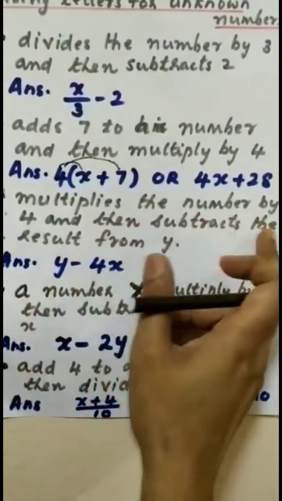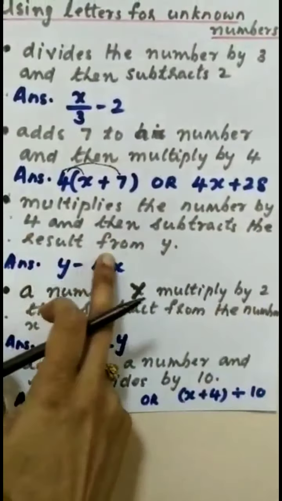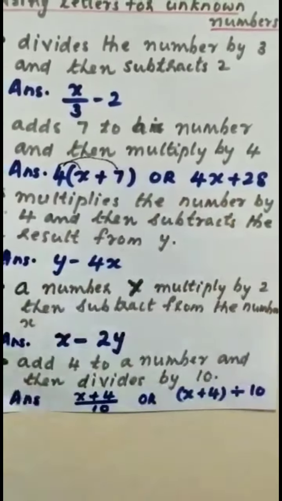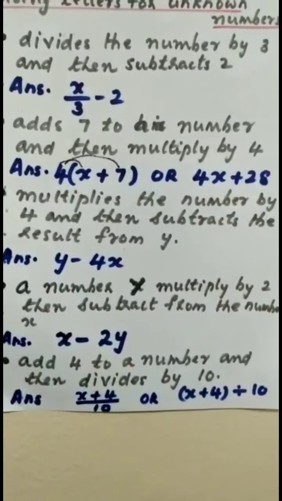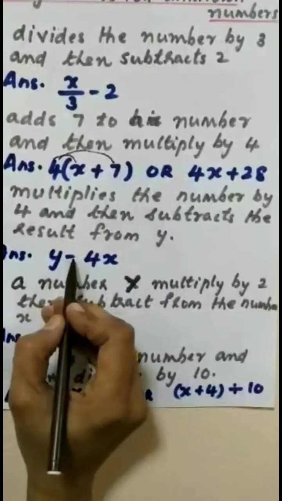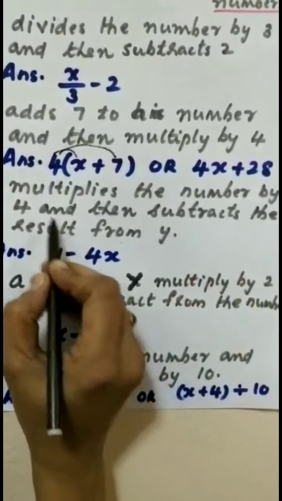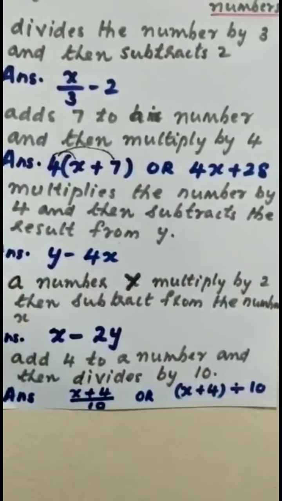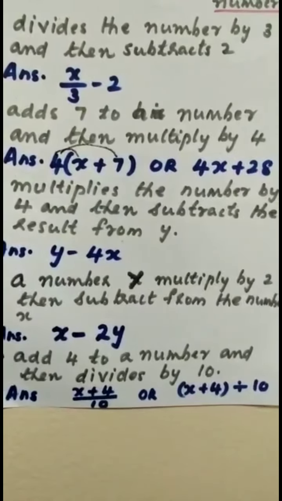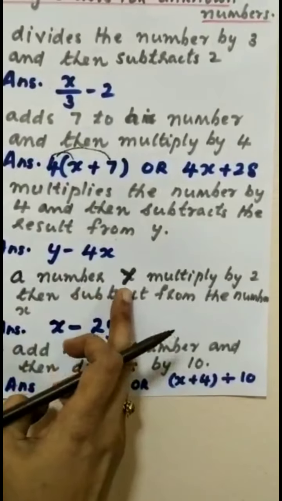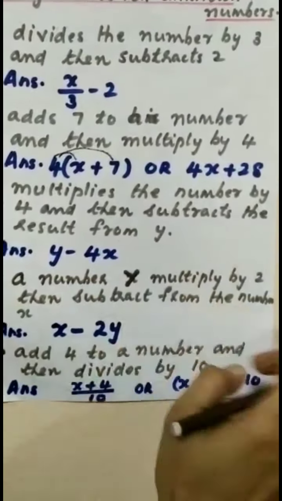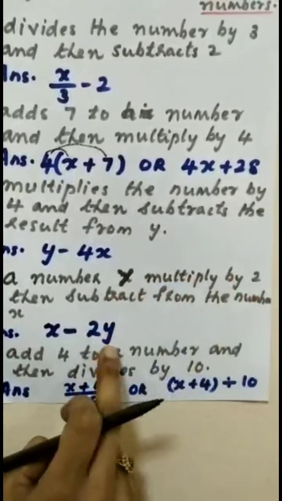Third example: multiply the number by 4 and then subtract the result from y. One of the variables is given, and for the other only a number is written, so we can write any letter. I have taken x. From y we are taking away, minus, subtract, the number multiplied by 4, which is 4x. So the expression is y minus 4x. Next: a number y multiplied by 2 and then subtracted from the number x. Same type of question. From the number x, minus the number multiplied by 2, so x minus 2y.